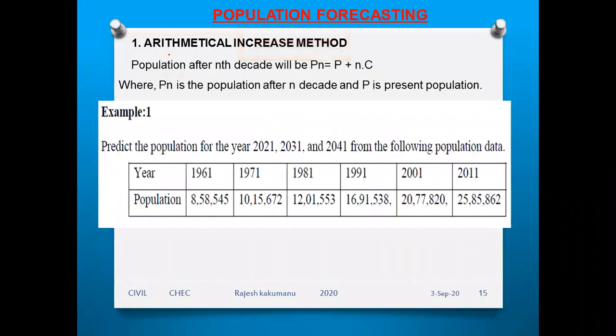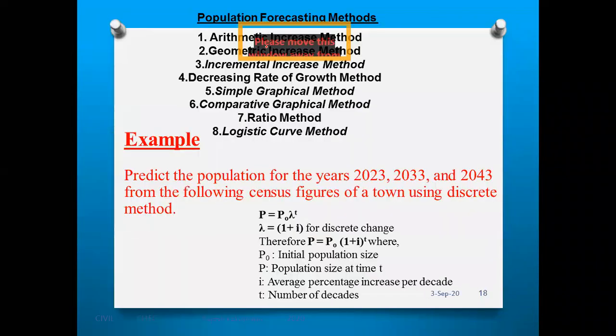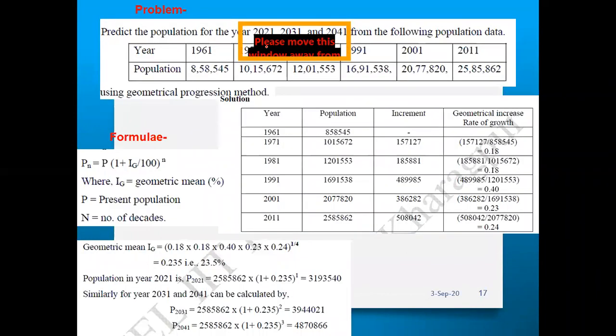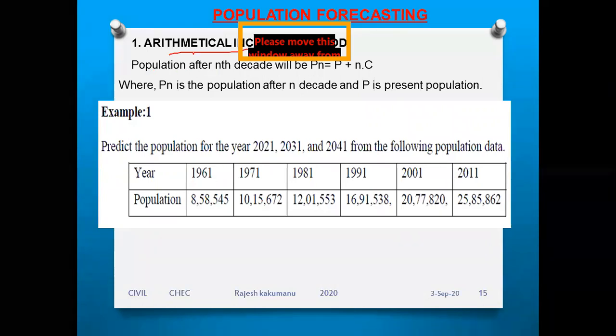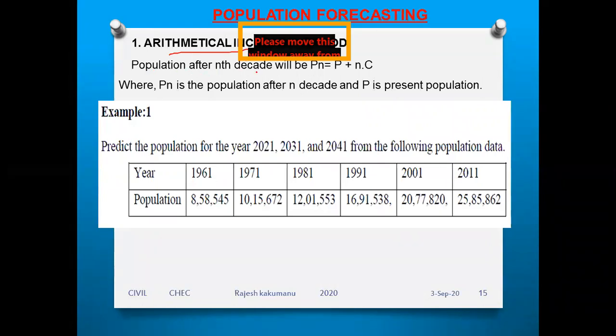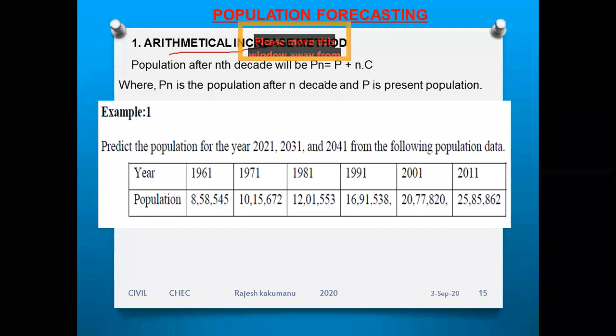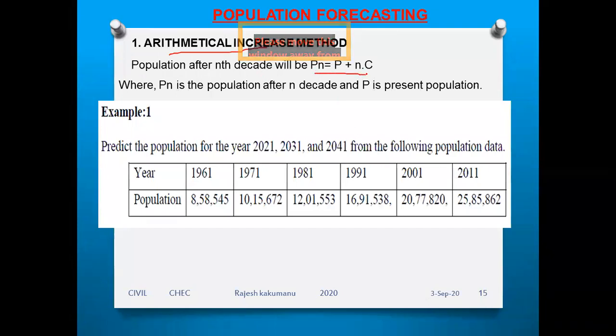Now see the population calculation. The population problems were in unit 1. You are having a number of methods, like the arithmetic method. These are the 8 methods we discussed in the last class. Okay? So I will tell a problem. In the arithmetic increase method, for the nth decade, Pn is equal to P plus n into C, where n is the successive number of decades, Pn is the population, and P is the present population.